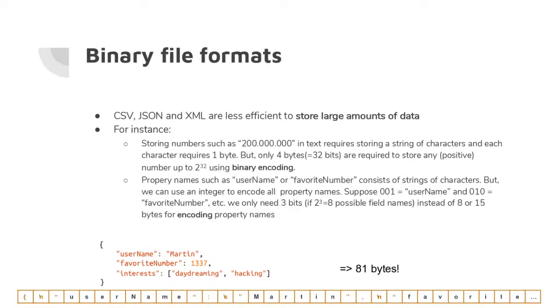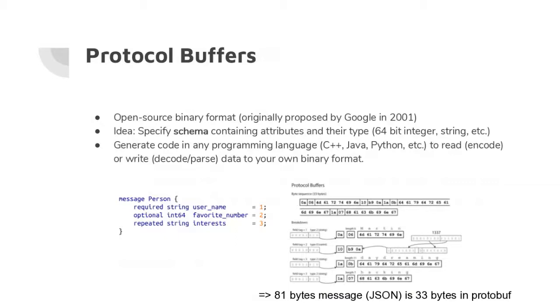And so here, for 200 million, that's 9 characters, so you would use 9 bytes, while you only need 4, actually. And also property names such as username and favorite number in our example consist of a string of characters, so you're going to store a byte for each character. But you could also say in advance, username is code 001 in binary, favorite number is 010, and then you only need 3 bits. If you have 8 possible different keys, you can use 3 bits instead of 8 or 15 bytes for encoding the property names. So you can do it more efficiently with the binary formats.